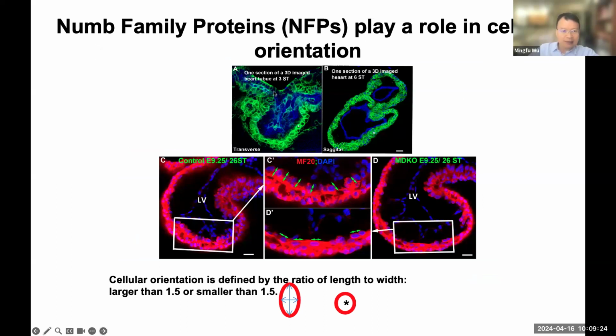So this is at about E7.5, about that stage. We can see the cells didn't display any orientation. But at about the 26 somite stage at E9.25, you can see the inner layer cells are perpendicular to the heart surface, as you can see here. When we delete the Nrg and Nrg-like, we call them the Nrg family proteins, in this knockout, you can see the cell orientation was disrupted.